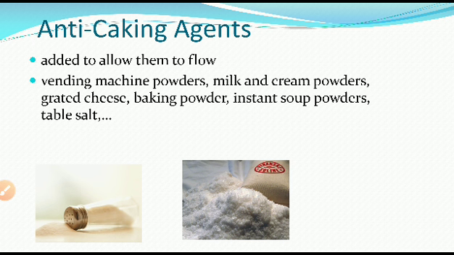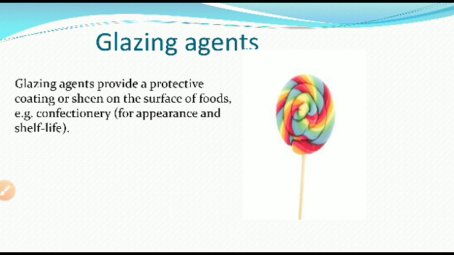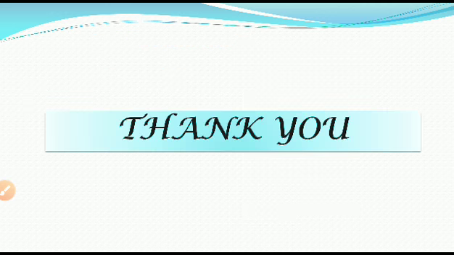This is added to allow powders to flow. It is mostly used in milk powder, cream powder, grated cheese, baking powder and soup powder, etc. Next is a glazing agent. A glazing agent provides a protective coating or sheen on the surface of the food. These are not included in your syllabus, just for additional information.